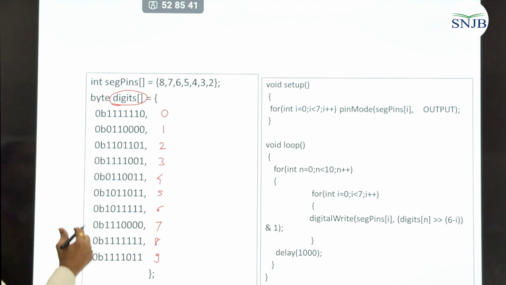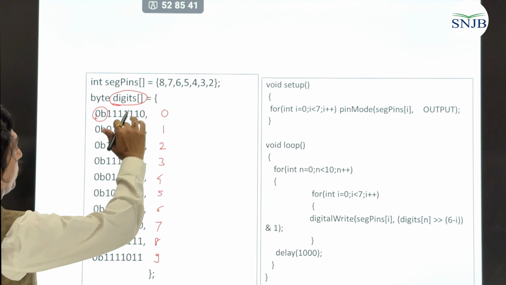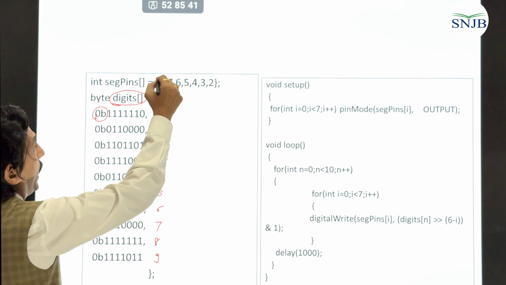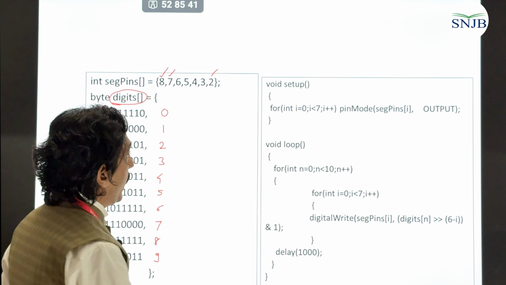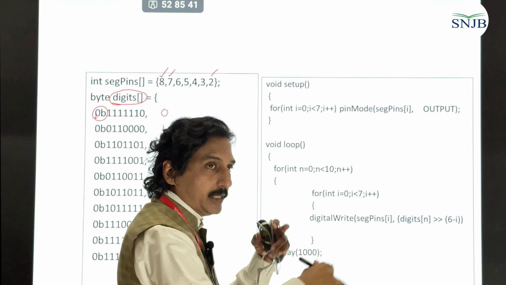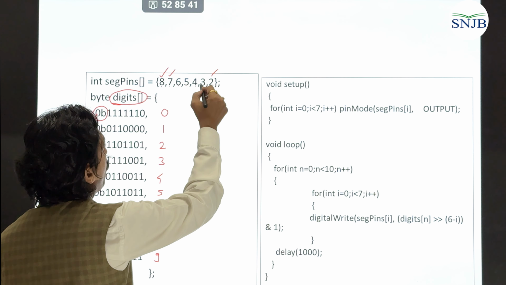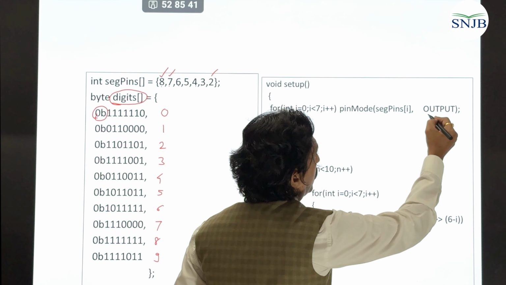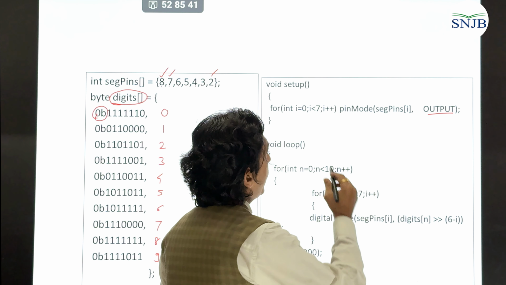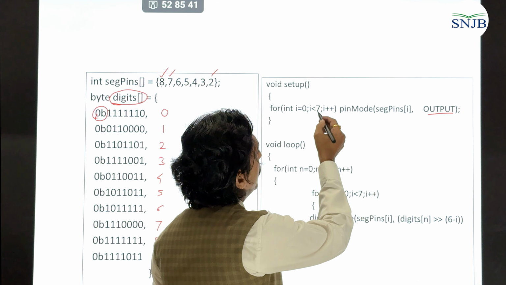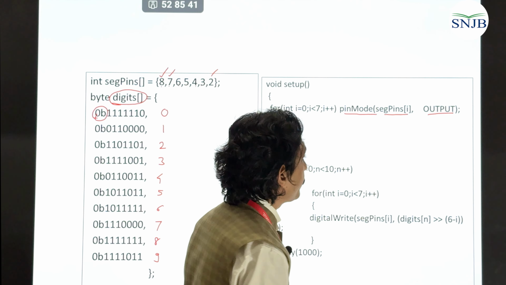This is binary. That's why it is mentioned 0B, and this is a binary code. And these are the segment pins, 8 number, 7 number to 2nd number. So this way you can write it down. In setup we initialize all the pins, 8 number, 7 number, 6 number, 5 number, 4, 3, 2 to output. And here we use some advanced programming: in a for loop in between 0 to 6 we set the pins as output.